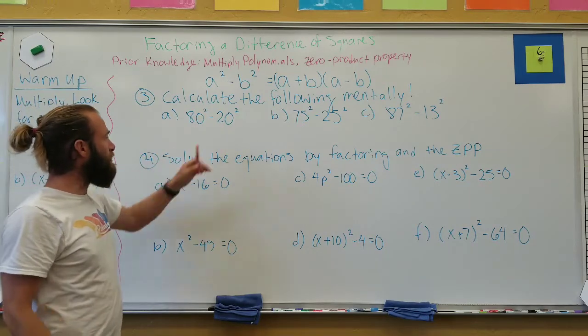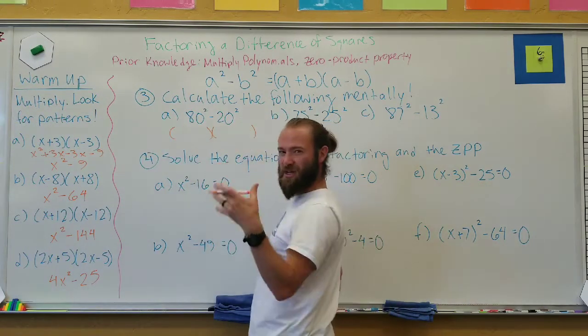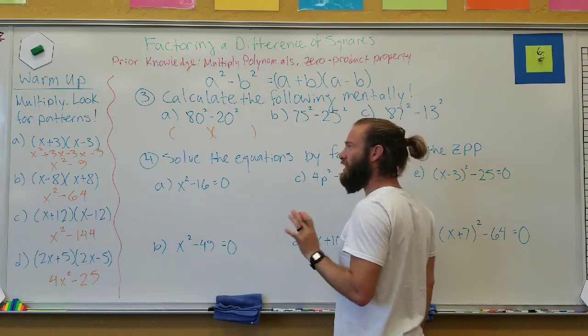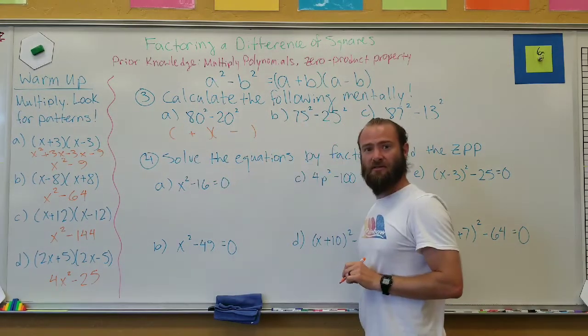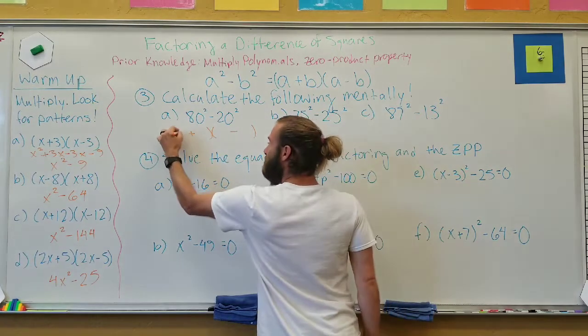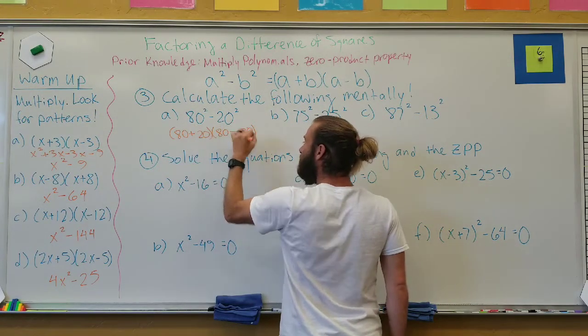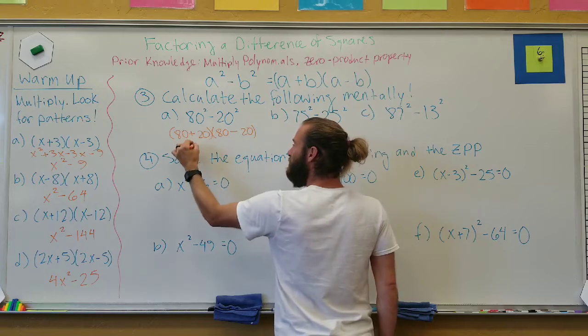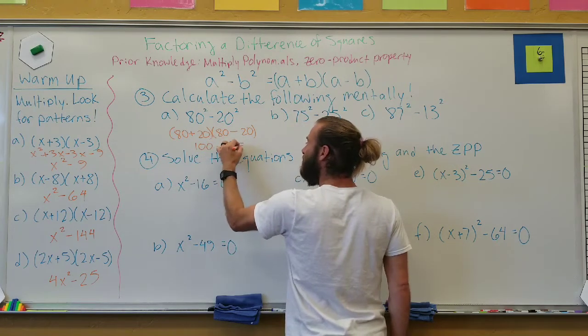80 squared minus 20 squared then must be, and again, I'm writing this out just to see how to do this, but again, what goes in here? What's the sum and difference? What are the two things? Yeah, it's 80 and 20. So this becomes 80 plus 20, which is 100, times 80 minus 20, which is 60.